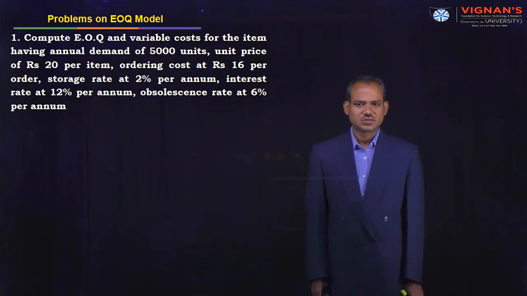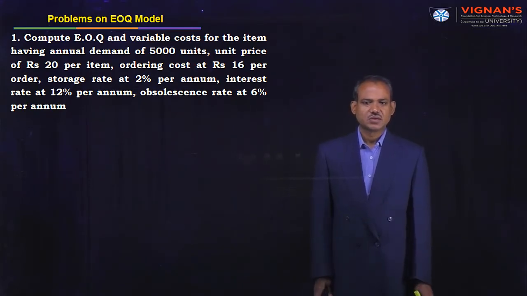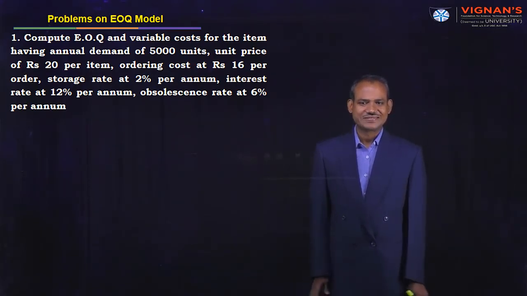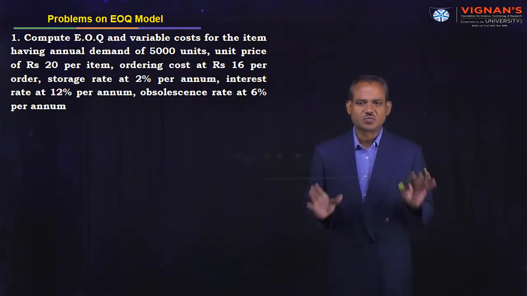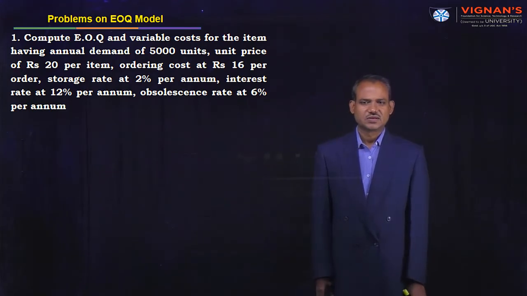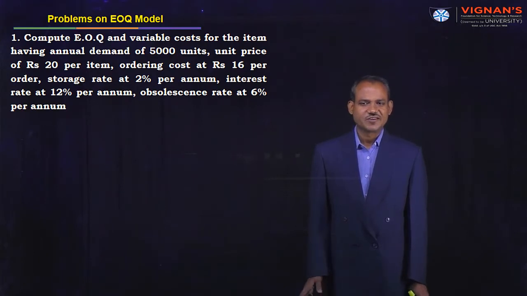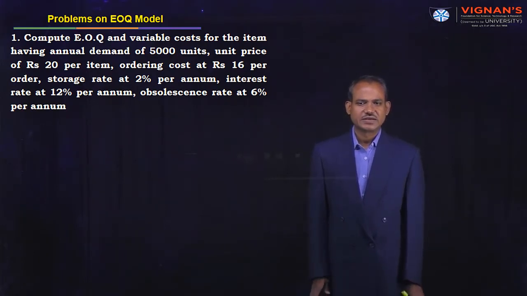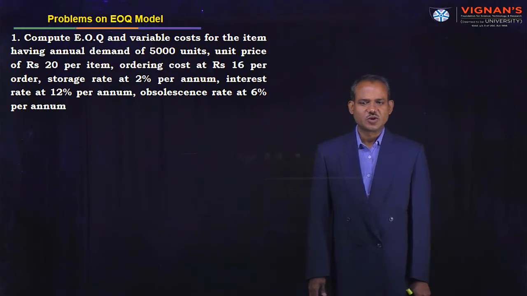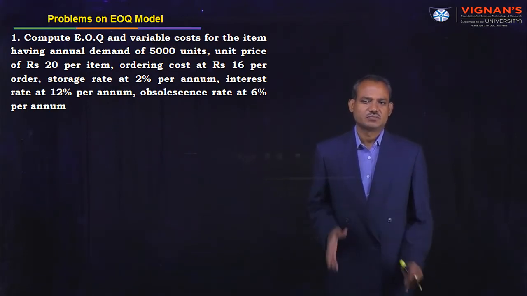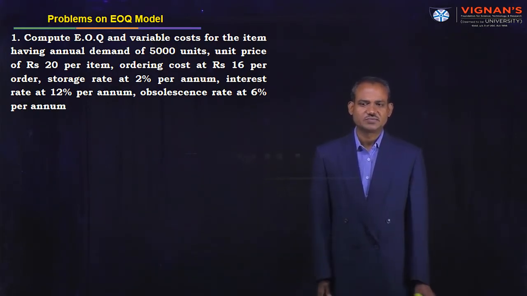Welcome to all. In the previous class, we have derived an equation for the simple EOQ model known as the Wilson-Harris formula, also known as the purchase model. So in this class, we are going to solve different varieties of problems on inventory. First model is the EOQ model, also known as the purchase model.